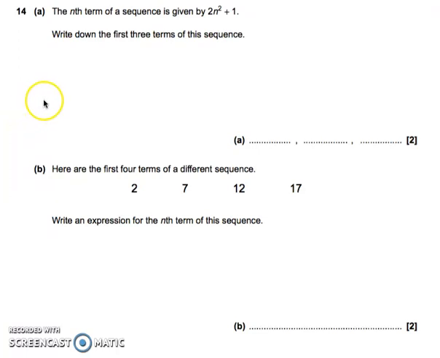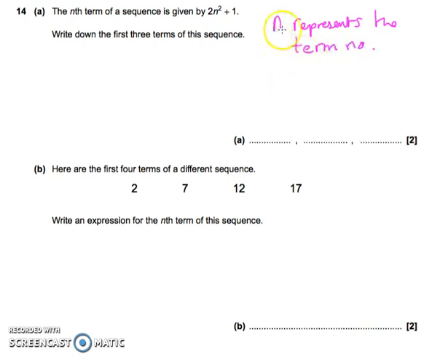Question 14a is a sequences question. You've got the nth term of a sequence is given by 2n squared plus 1. Now that's a quadratic sequence, but we don't have to worry about that. We just have to worry about remembering that n represents the term number. Okay, so n represents the term number.